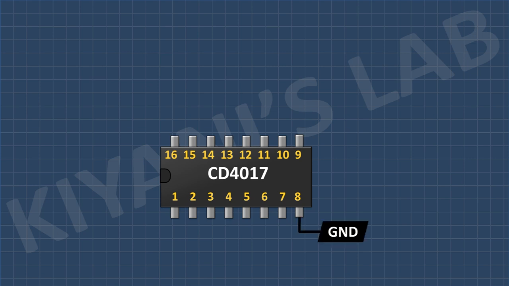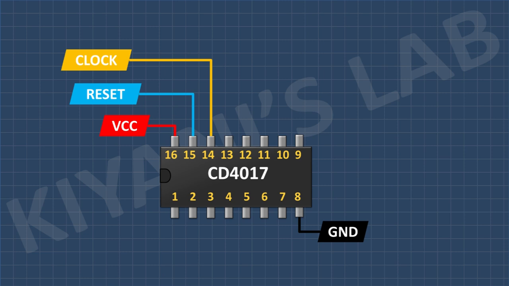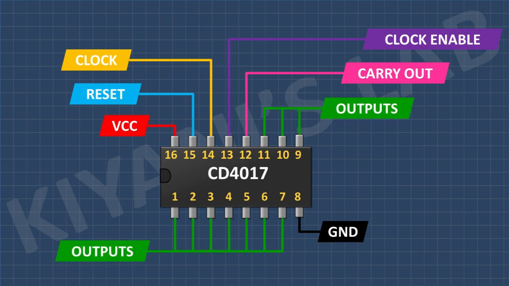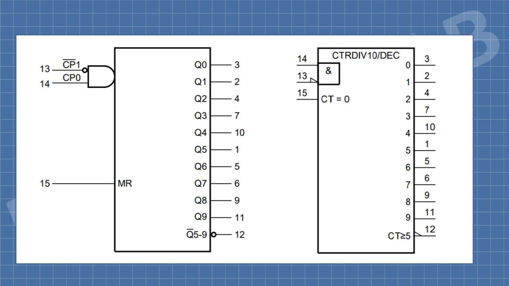Pin number 8 is the ground pin, pin number 16 is the VCC pin, pin number 15 is the reset pin, pin number 14 is the clock pin, pin number 13 is the clock enable pin, pin number 12 is the carry out pin, and all the remaining pins are the output pins. Now let's see the logic symbol of CD4017 IC.